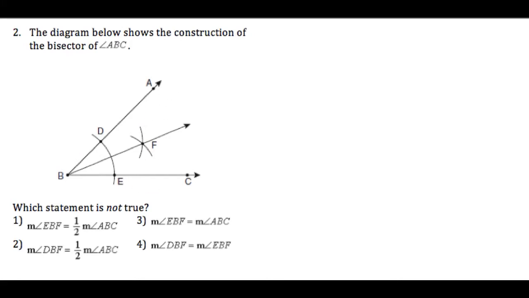How about the second one? DBF. We're looking at the upper portion of the angle. That's half of the whole thing, isn't it? Same thing is written. How about number 3? EBF. We're looking at the bottom angle. Is that the same as angle ABC, which is the entire angle? No, that's not. So that's not true. Choice 3 would have been the answer.